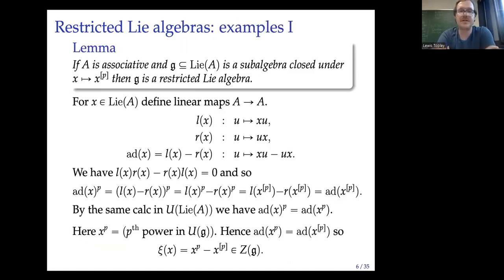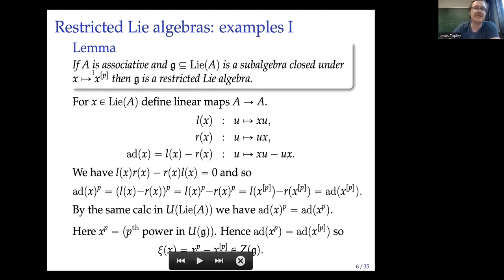So how can we construct restricted Lie algebras? Well, here is the fundamental example that gives you basically all known classes of examples of restricted Lie algebras, as far as I'm aware, apart from maybe taking the free restricted Lie algebra and taking its quotients. But that's kind of cheating, isn't it? If you take an associative algebra A and then take some Lie subalgebra G which is closed under the bracket and closed under taking pth powers in the associative algebra A, then G is a restricted Lie algebra. And I can explain why this is true very quickly.